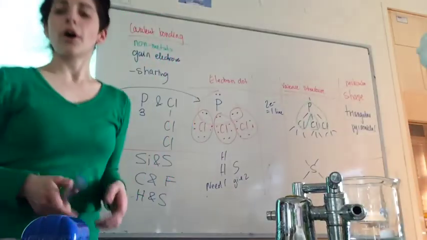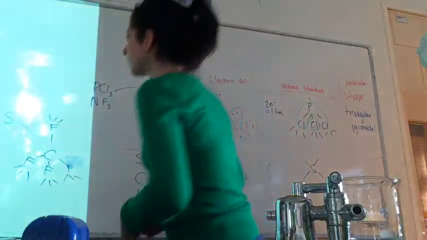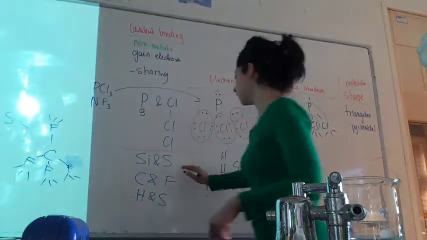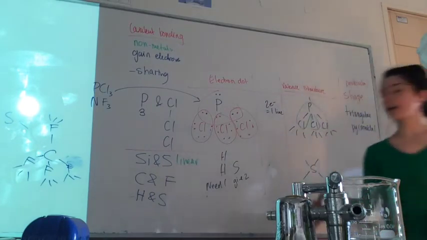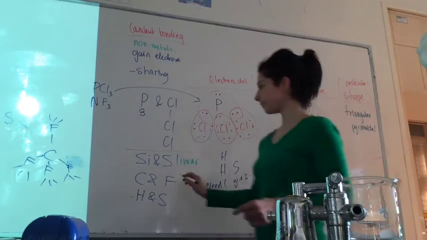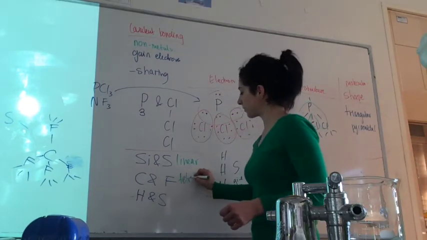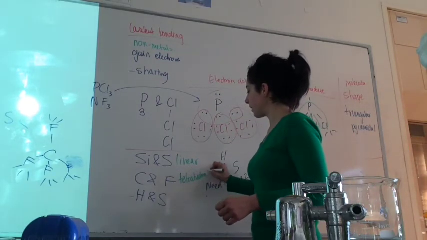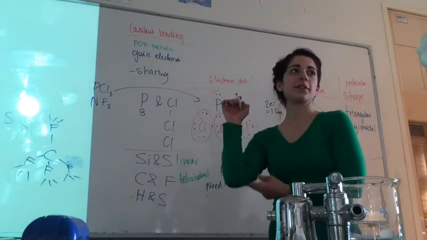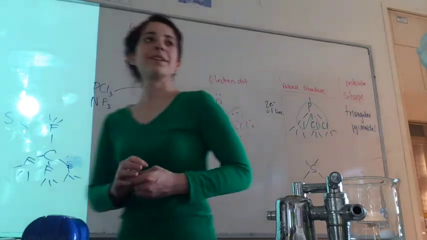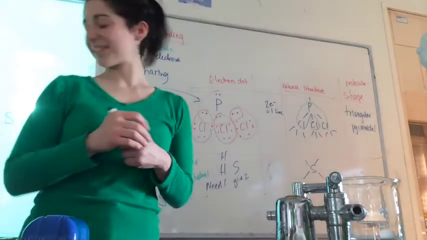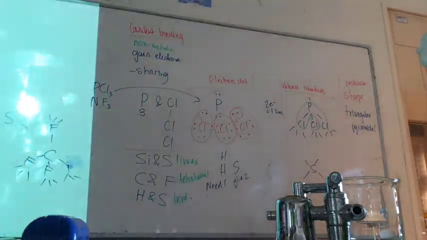Yep, cool. All right, so let's just quickly do the shapes. So we said that that one was linear, just like carbon dioxide. How about CF4? Tetrahedral. How about H2S? Yep. Did you say V-shaped? Perfect. Okay, so all good with that, guys?